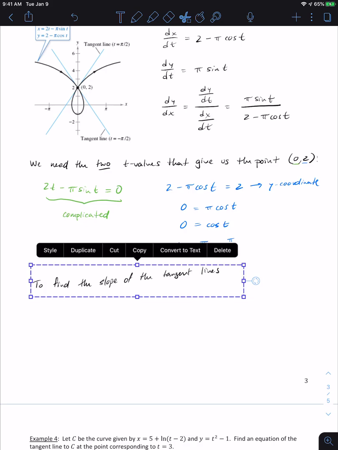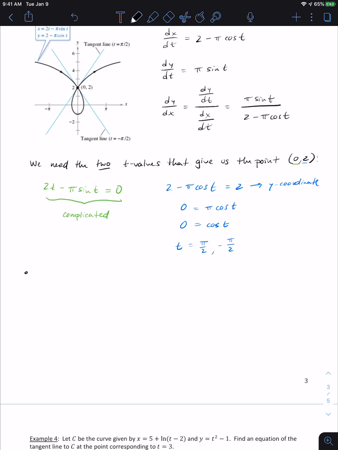Let's just say this. At t equals pi over 2, my slope dy over dx is equal to pi sine of pi over 2 over 2 minus pi cosine at pi over 2. Right? Calculating this will give us what our slope is at that point. So sine at pi over 2 is 1, right? So I just get pi, and then cosine at pi over 2 is 0, so I get 2, right?